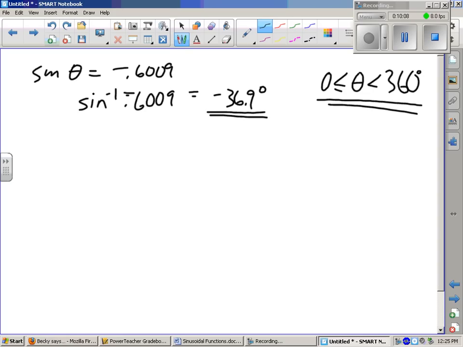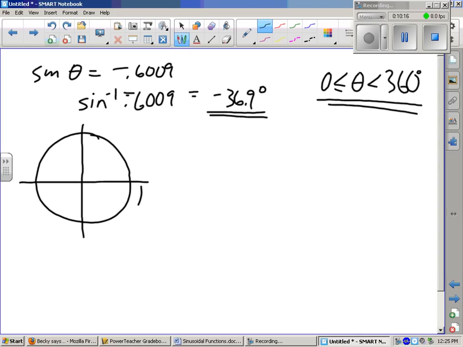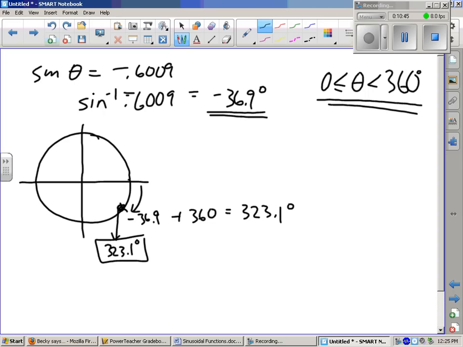Now, the problem with that is that our directions said between 0 and 360. This is not between 0 and 360. So this is where, remember when we learned coterminal? That's what we're doing here. Negative 36.9 is about here. I need to find its coterminal angle in the positive direction. So I'm going to add 360 to it, and that should get me 323.1 degrees. Does that seem logical in the fourth quadrant? Seems like it to me, because this is 360, so 323 makes sense.